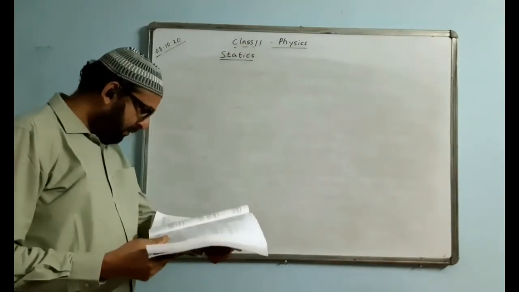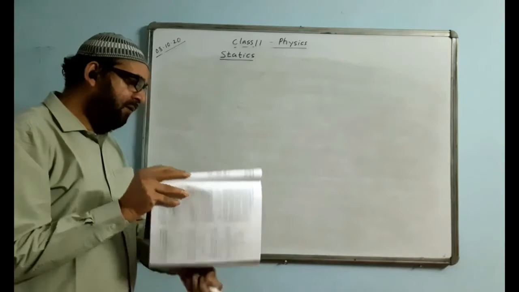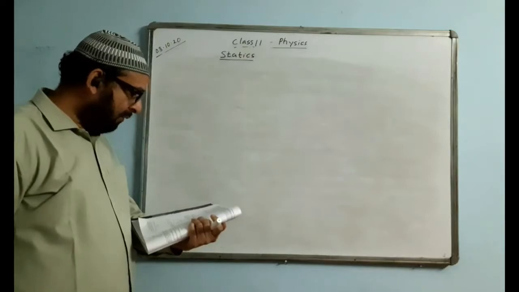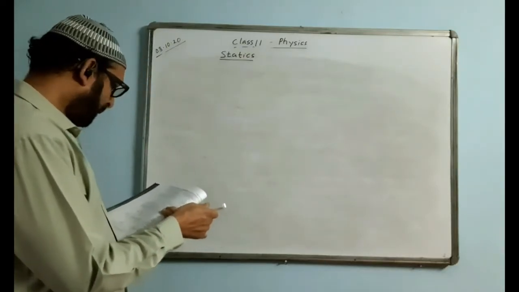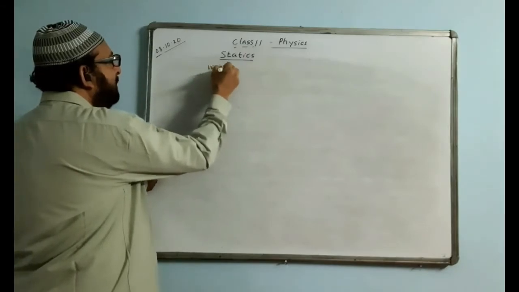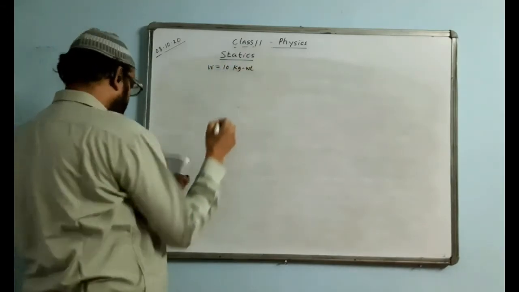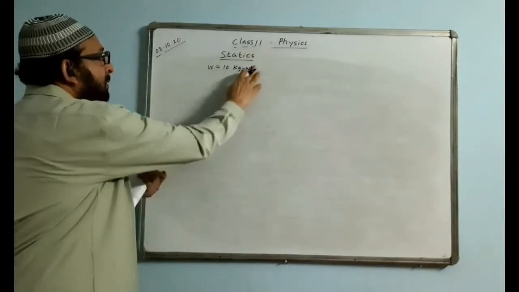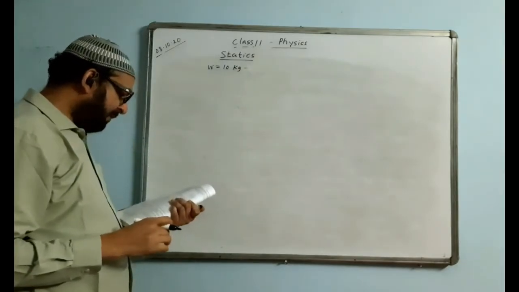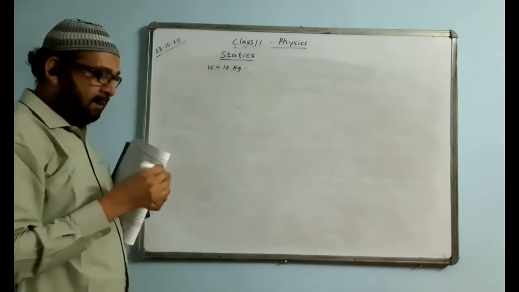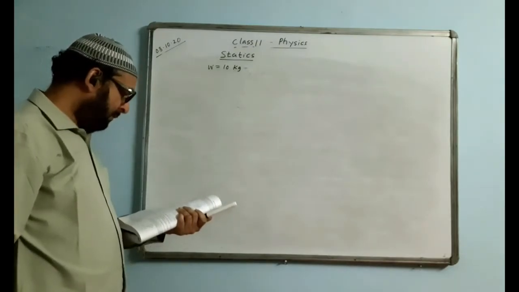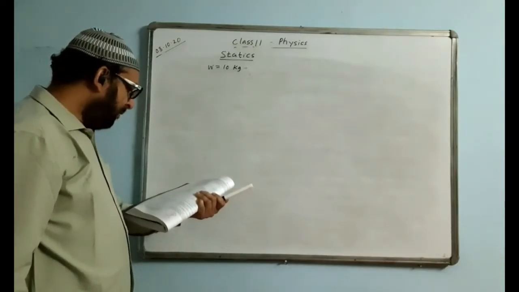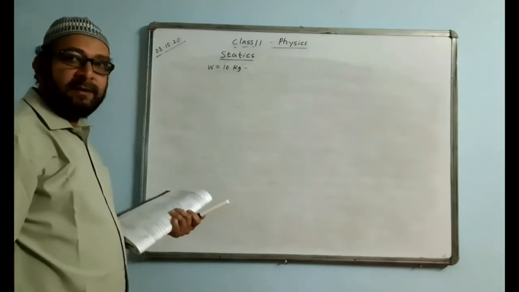This is the question, page number 190 and question number 3 from your book. The question says a load of weight W equal to 10 kg weight is suspended from the end of a horizontal strut, as shown in the figure.